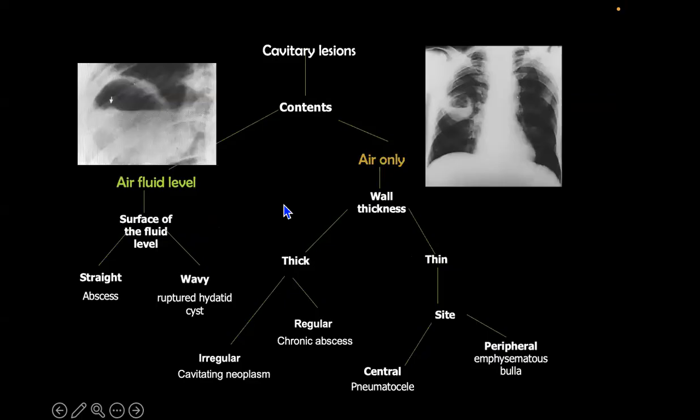So this is the last slide, and this is how we look at things. Cavitary lesions: look at the contents, air fluid level, air only, look at the wall thickness, and at the end, you can diagnose cavitating neoplasm, hematocysts, and even emphysemas.